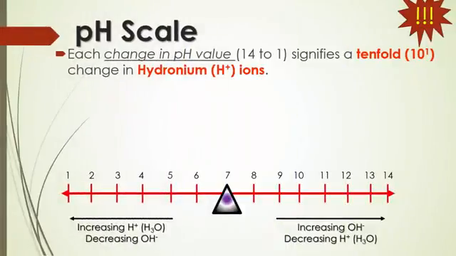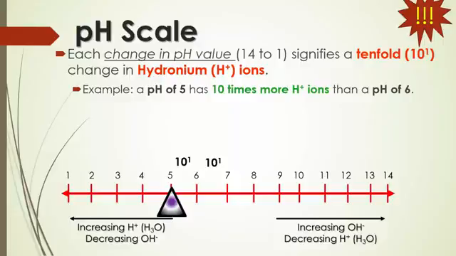Each change in pH value signifies a 10-fold change in hydronium ions. And that's only going from 14 down to 1. So as you decrease it, every time you decrease it, it's going to be a 10-factor increase in hydronium ion. So going from 7 to 6, like we just did, it increases the hydronium ion by 10. Now we increased it another 10. So that's 100 now.